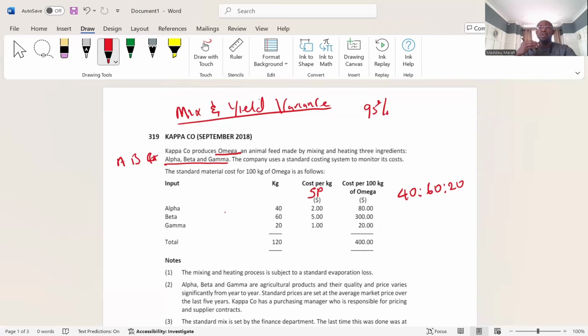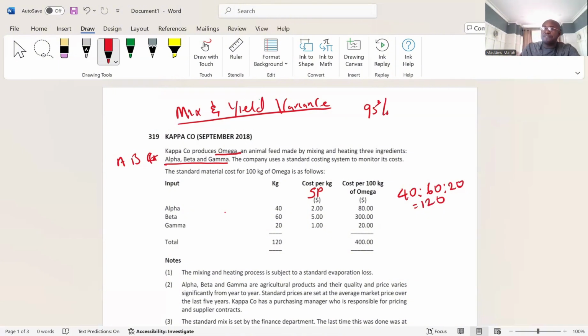You cannot say put as much alpha as you want, put as much beta, as if you want to make a cake. You cannot say put as much sugar, as much salt, as much water. No, you have a standard quantity: 20 eggs, 5 liters of water, 2 cups of sugar. So this is the standard, and this standard gives me 120 in total: 40 plus 60 plus 20. This is the ratio.